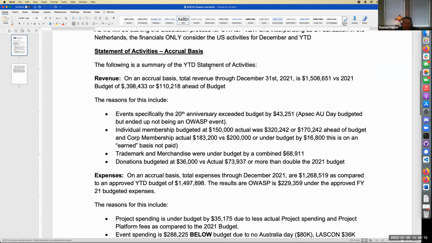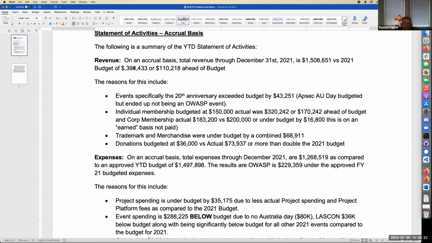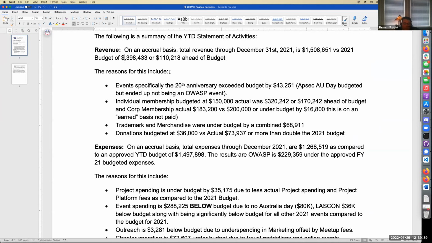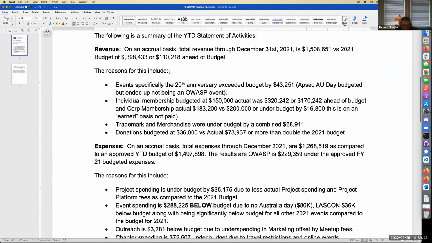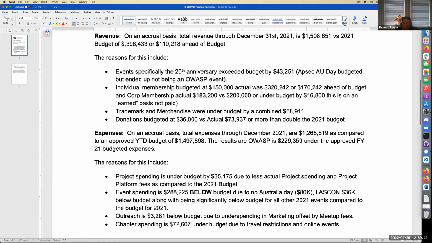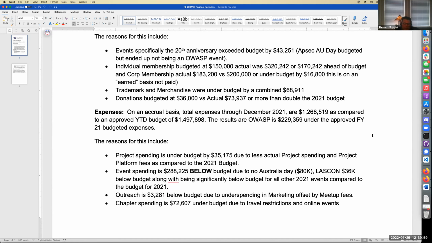So this narrative is for the full year. As you can see, our revenue, we were about $110,000 ahead of budget. It would have been more, except we budgeted for AppSec Australia Day that didn't happen through us. So the events were way above. The individual membership was much higher than we had budgeted. The corporate membership, while we took in more than enough cash to get to the budget, because we have to accrue and earn that income on an accrual basis, it was a little short, but I'll explain that in a little bit more detail as we go through.